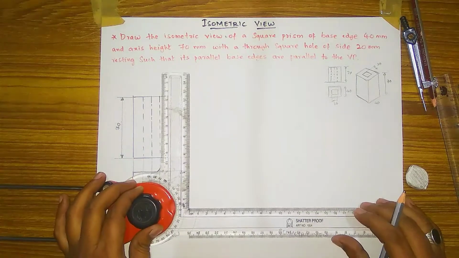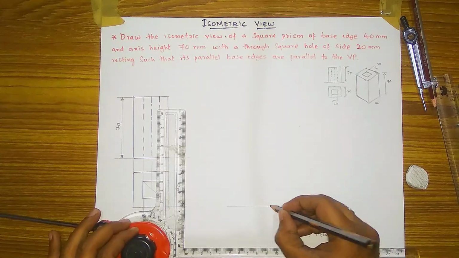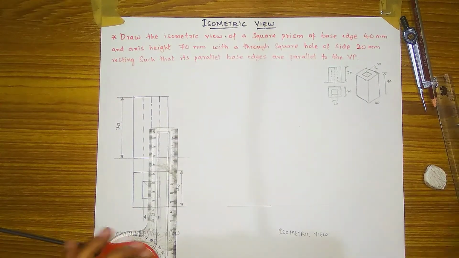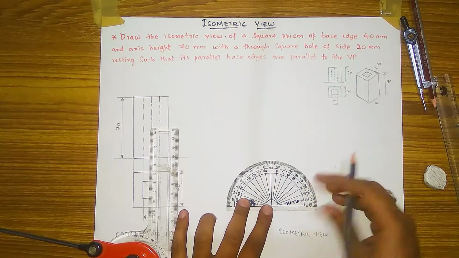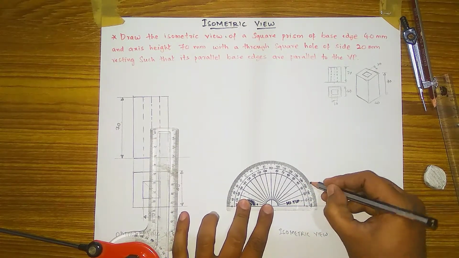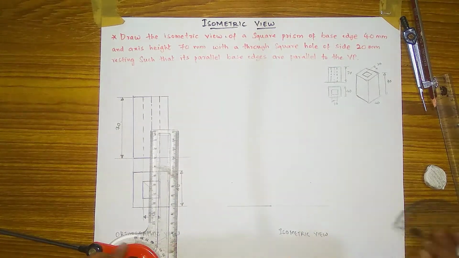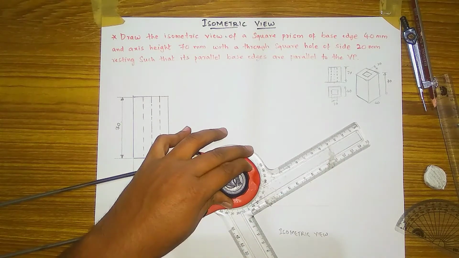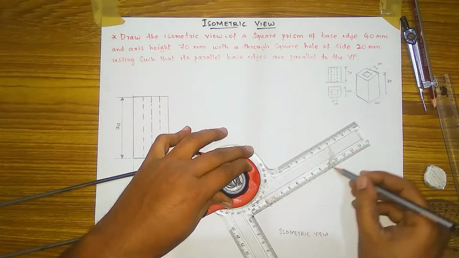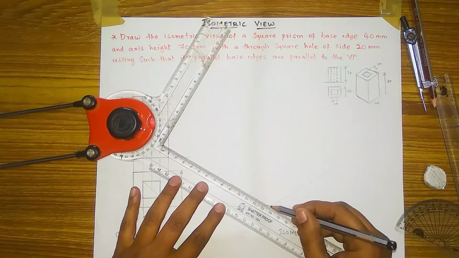Now to draw the isometric view, first we have to draw a line and take a dot somewhere else, and on that dot you have to keep your protractor and take a 30-degree angle. From here put a dot, and from here at the 30-degree angle put a dot. From the 30-degree angle draw a convenient line, as much as you want, like this and like this.